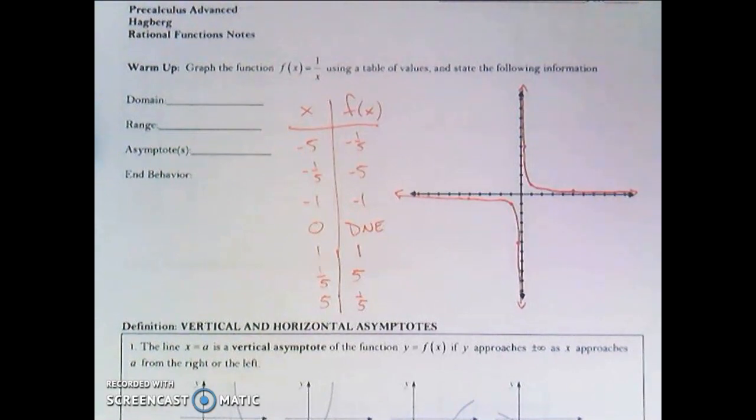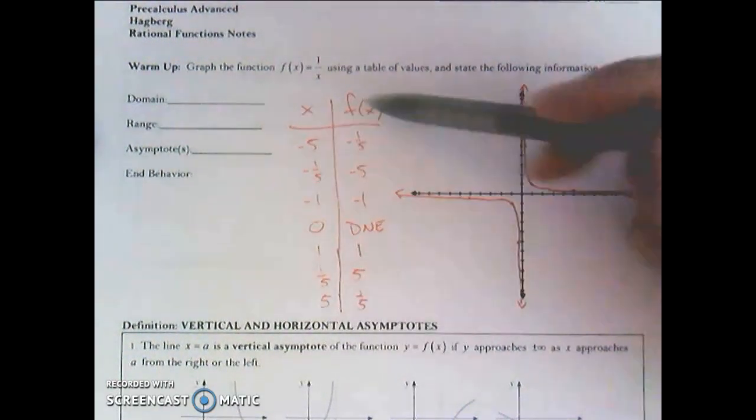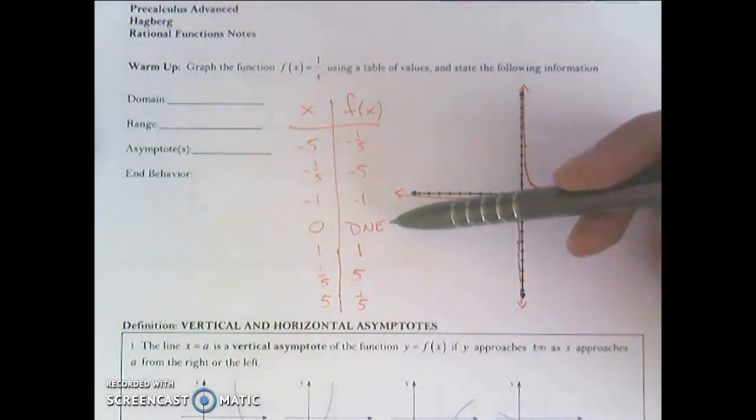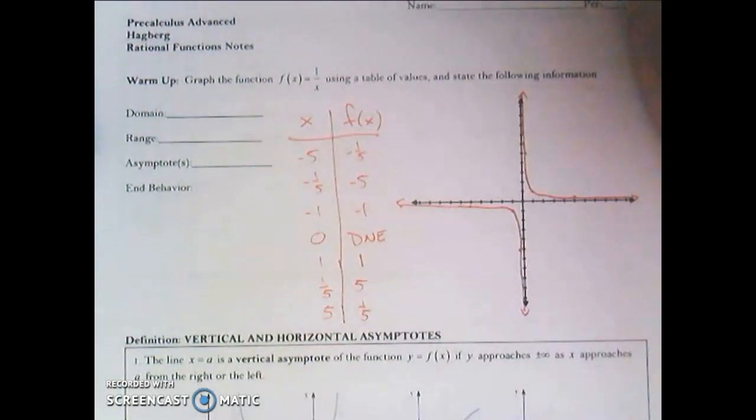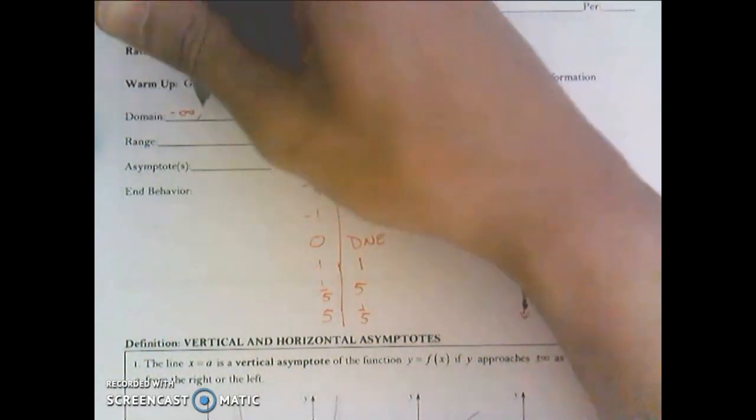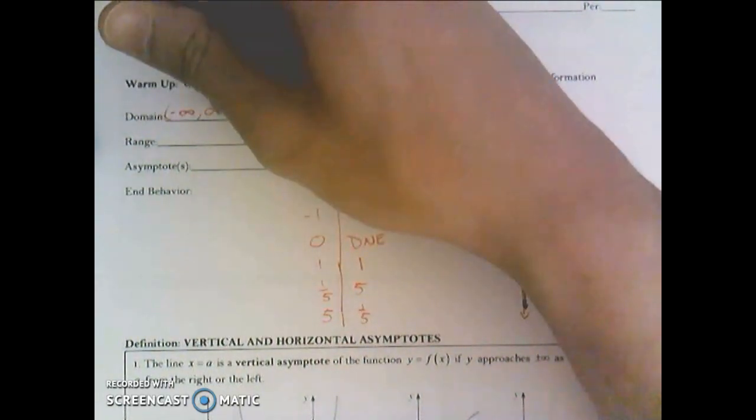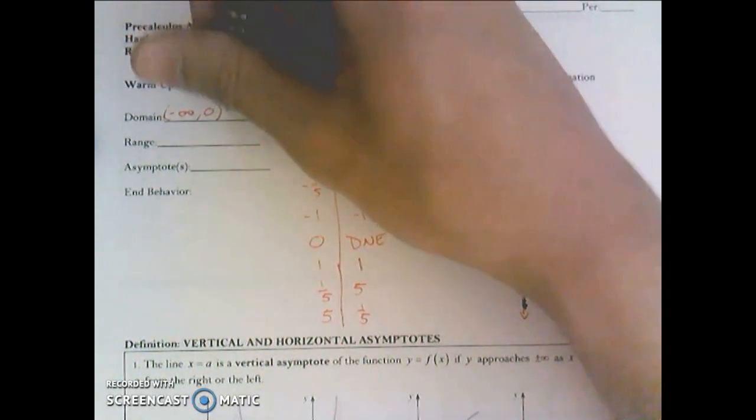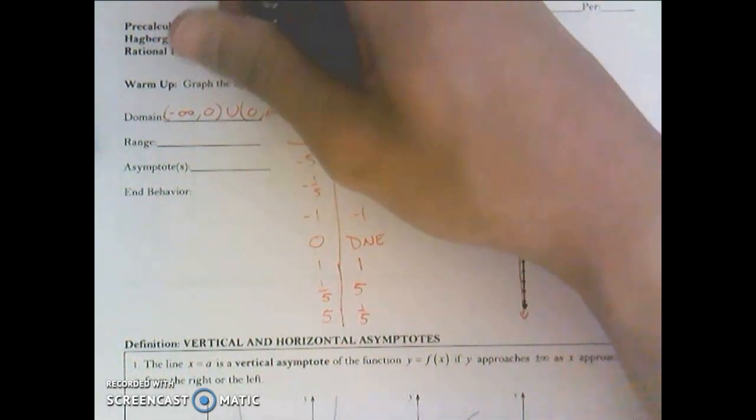So the domain of this function, we can plug in any value for x except for 0. At 0, the function does not exist. So our domain is going to be everything except for 0. So we're going to denote that as from negative infinity to 0, but non-inclusive, and then from 0 to infinity.